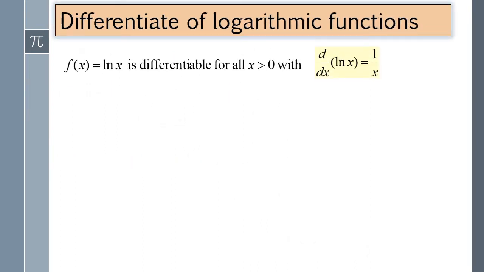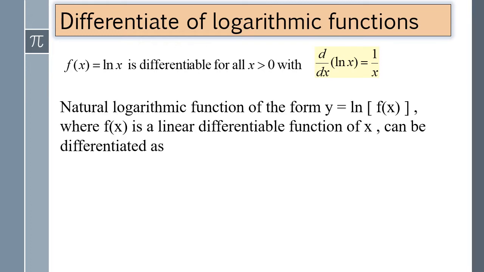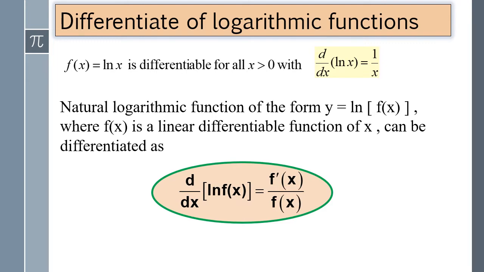f(x) equals ln x is differentiable for all x greater than 0, with d/dx ln x equal to 1 over x. A natural logarithmic function of the form y equals ln f(x), where f(x) is a differentiable function of x, can be differentiated as d/dx ln f(x) equals f'(x) over f(x).